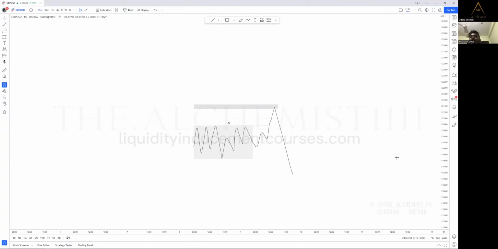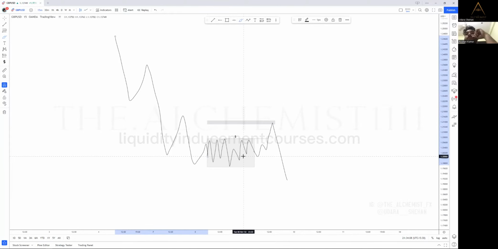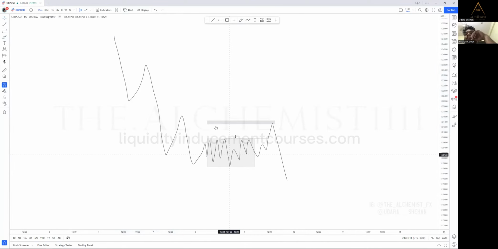And remember one important thing to note is that you're not just going to randomly sell above Asia or buy below Asia. No, this will be a very high probability setup to go with when the major trend is what? Bearish. Can you understand that? You're not just going to randomly buy below Asia, or sell above Asia.